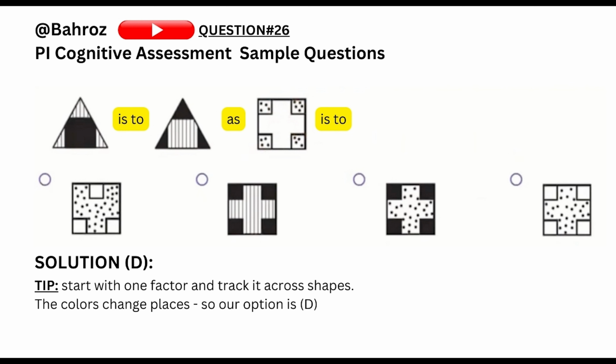Last question we have here is question number 26, where again this shape is to this shape as this shape is to. Again, the tip is start with one factor and track it across shapes. The color changes places, so our option is D. So the black color goes outside and the shaded color comes inside. Similarly, the white color will go outside and the shaded color will come inside in the square, as it is happening in the triangle.